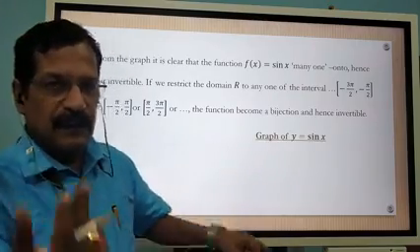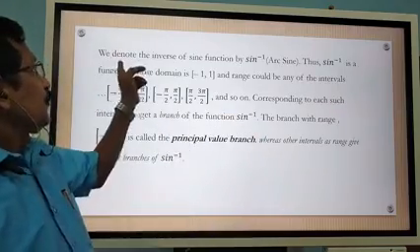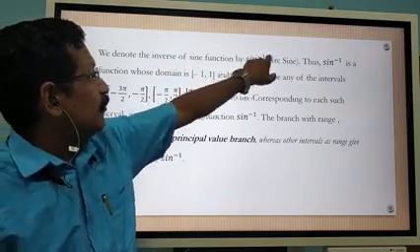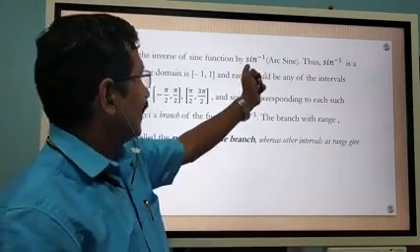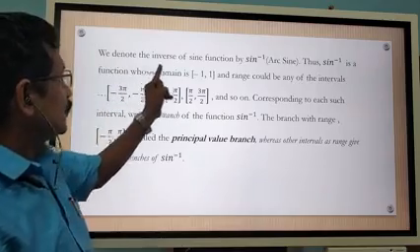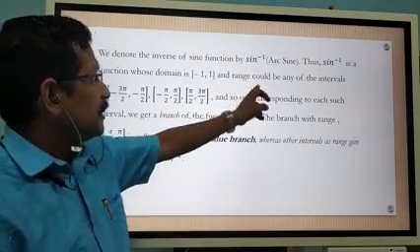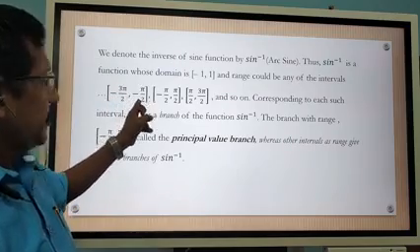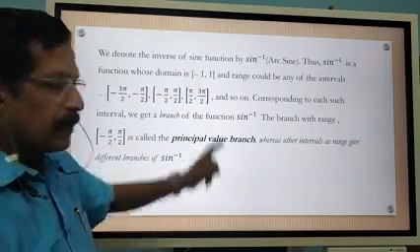Now, it is not necessary to see the graph of the sine function once again. We denote the inverse of sine by sine inverse, and another word for sine inverse is arc sine. Thus, sine inverse is a function whose domain is minus 1 to plus 1, and the range could be any of the subintervals minus 3 pi by 2 to minus pi by 2, or minus pi by 2 to pi by 2, or pi by 2 to 3 pi by 2, and so on.